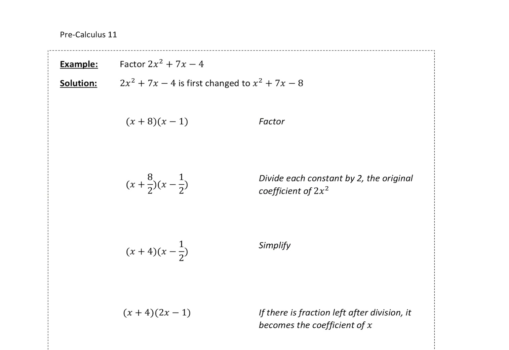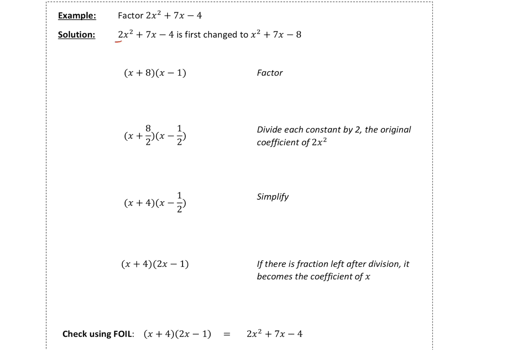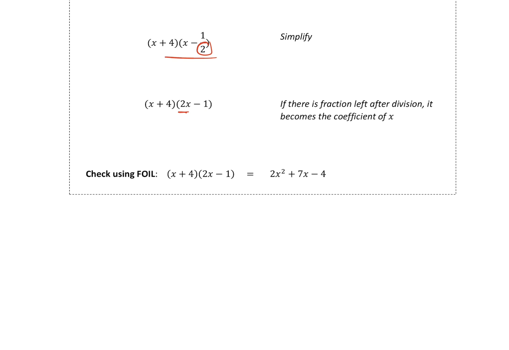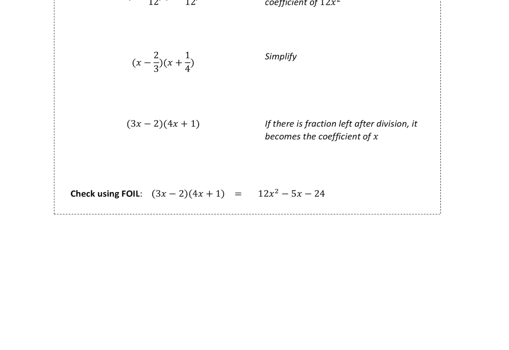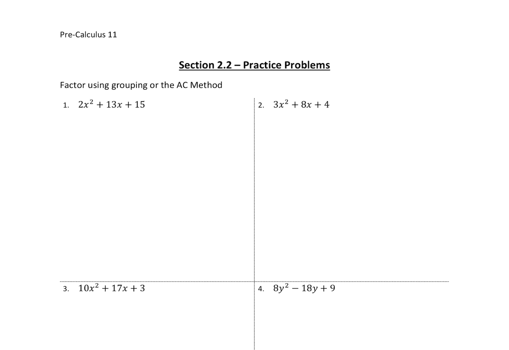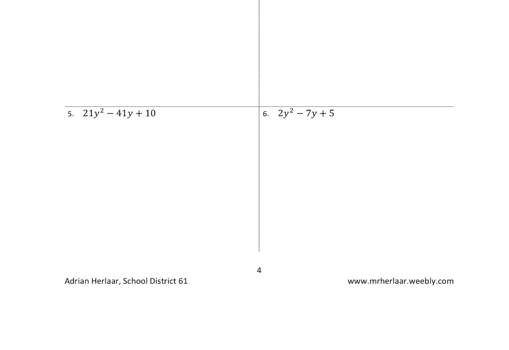AC method's nice. Factor by grouping I enjoy. But here's another example. I'm just going to let you look through this of the AC method. So A times C changes to this. Factor it, divide by A, simplify your fractions, and then if you can't, you bring that up to the front. Check using FOIL. Here's another example. I'll just let you read through it at your own time. These are all done in AC method. Now, when you're doing practice, I say use grouping or AC, totally up to you.